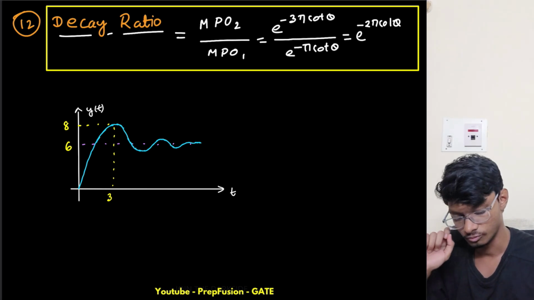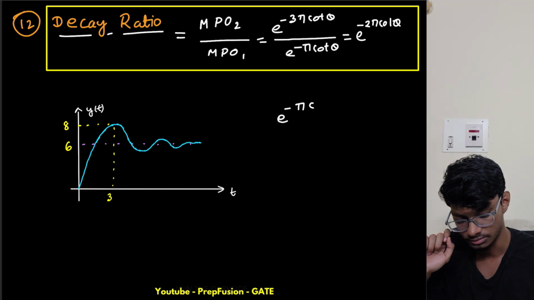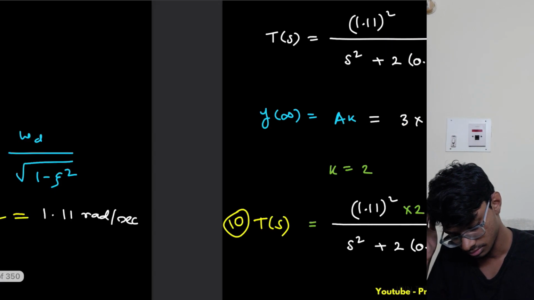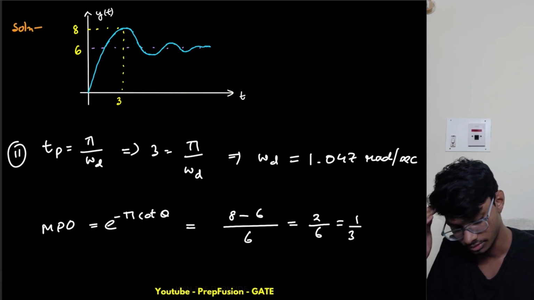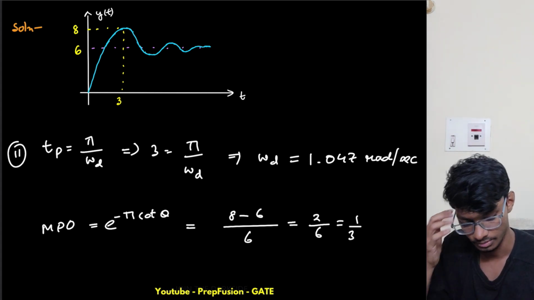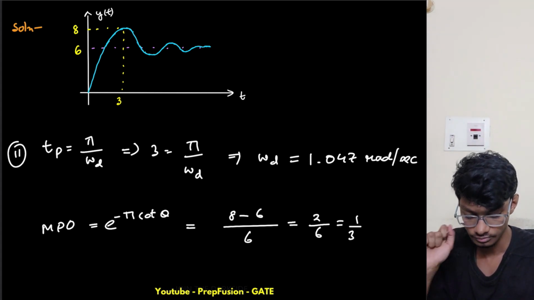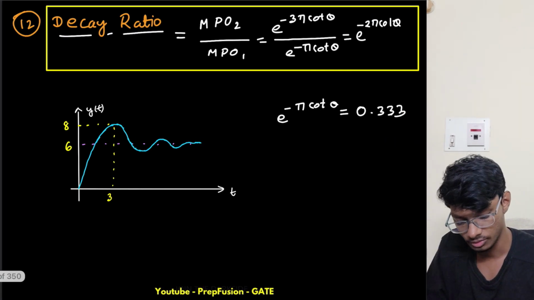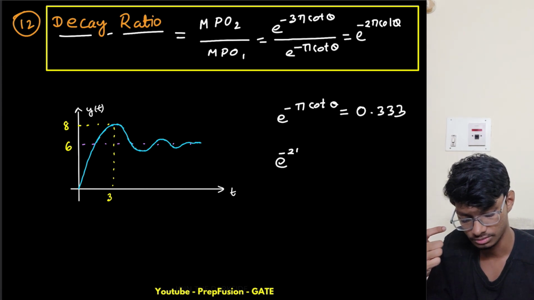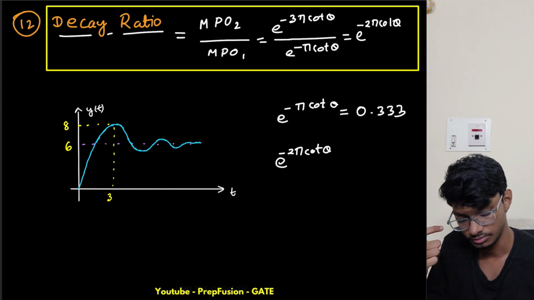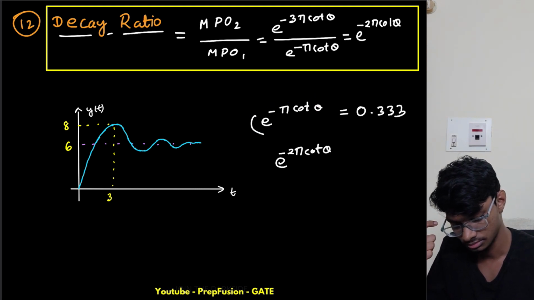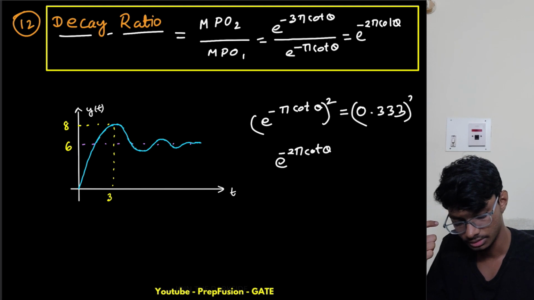So what we know is e raised to power minus pi cot theta equals 0.33, right? Was it really? Yes, it was 0.33 only, because it was 1 by 3. Now what will be my e raised to power minus 2 pi cot theta? It will simply be the square. If I square this one, then I will get my desired answer.